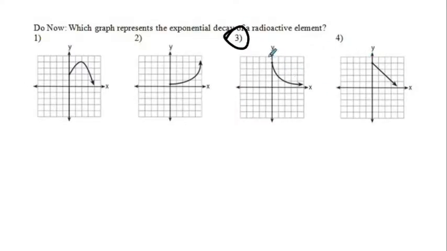3 is your correct answer. We can see that it is starting high and getting lower and lower and lower. It's never quite going to hit that line because we have what's called a horizontal asymptote right there at y equals 0. But it still is technically getting lower, even if you can't see it.